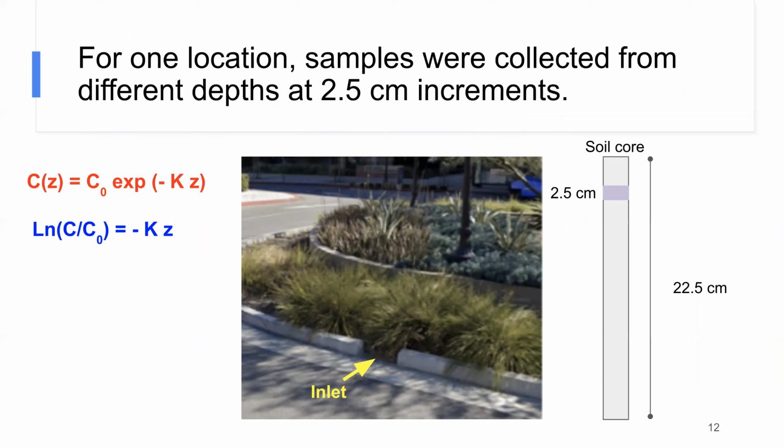But at one spot, we collected samples at many different depths at 2.5 centimeter increments. The reason we do that is we wanted to see the depth profile, to see how quickly the concentration changes, so that we can fit to the exponential model like you see over here. We expect that the concentration will decrease with depth, and it will decrease exponentially. If that's the case, then you can fit this curve to get the retardation, which is K, and that K determines how quickly the concentration decreases. If K is higher, that means more retardation, or less transport. If K is small, that means plastics are moving faster.